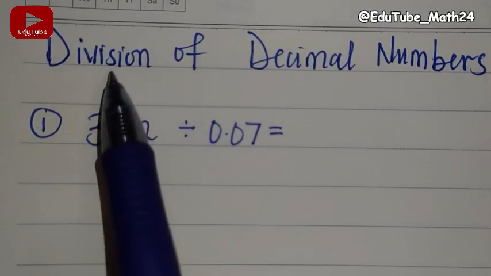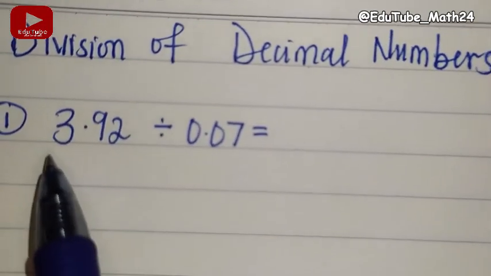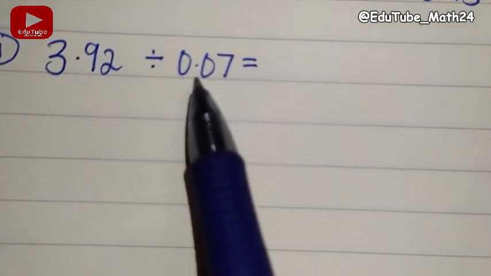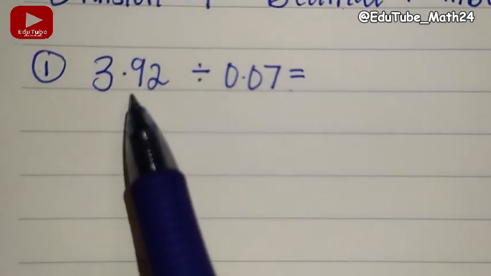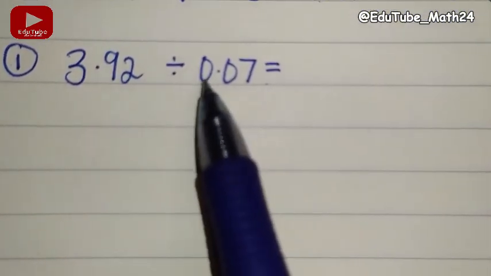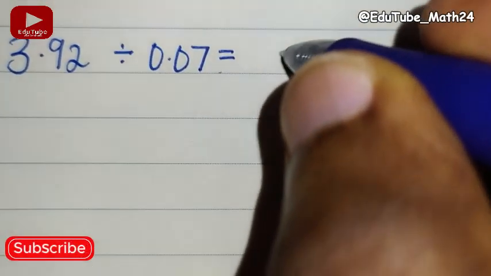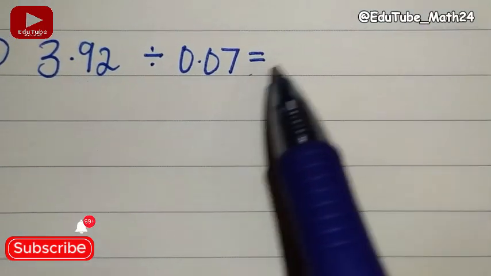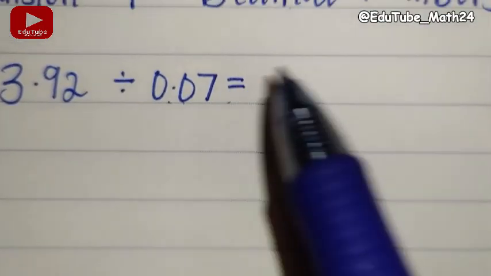In this lesson, we are going to learn division of decimal numbers. So, our first example, we are dividing 3.92 by 0.07. To divide these two decimal numbers, 3.92 and 0.07, the first thing we will do is to express them as a fraction. Why are we expressing as a fraction? Simply because our divisor is a decimal number.